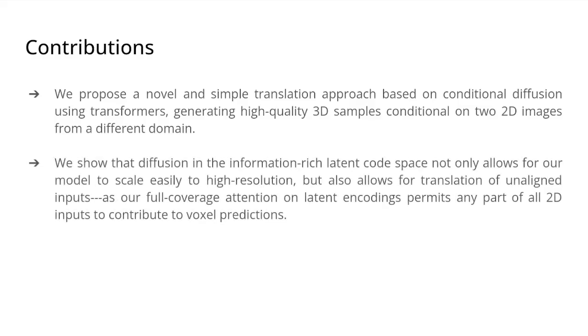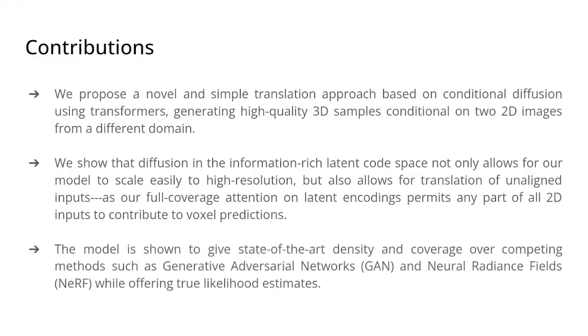We showed that diffusion in the information-rich latent code space not only allows our model to scale easily to high resolution, but also allows for translation of unaligned inputs, as our full coverage attention on latent encodings permits any part of all the 2D inputs to contribute to voxel predictions. The model is shown to give a state-of-the-art density and coverage over competing methods, such as GAN and neural radiance fields, while offering true likelihood estimates.